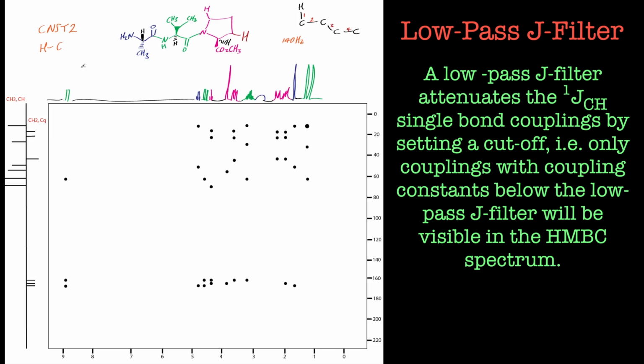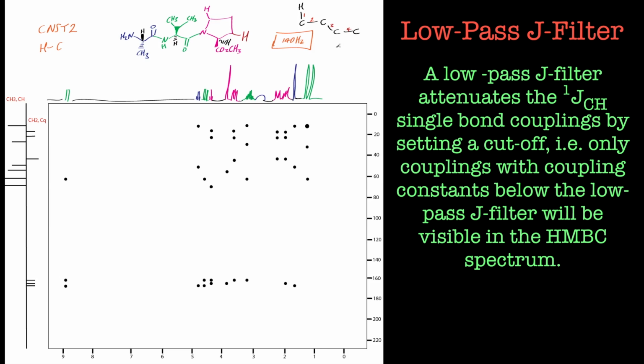If you set it at say 140 Hertz, which is usually around the default setting for this value, then anything below that will be seen, anything above that won't be seen. So if you lower this value a little bit, you apply a filter so these couplings aren't seen. The reason is that the single bond coupling constant is quite large. The second bond coupling constant is a lot lower, the third bond a bit lower, and the fourth bond even lower.